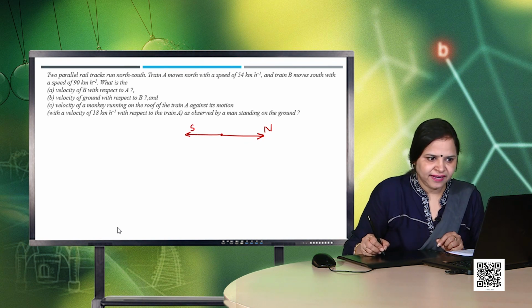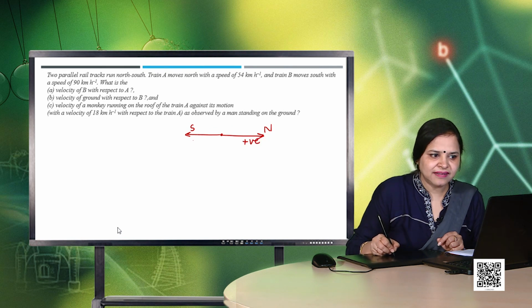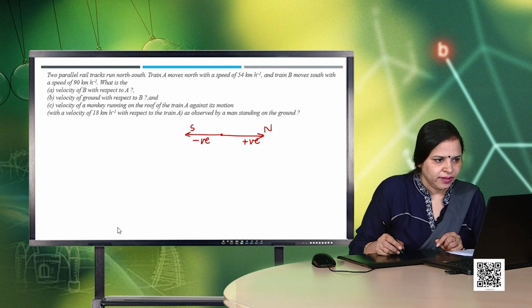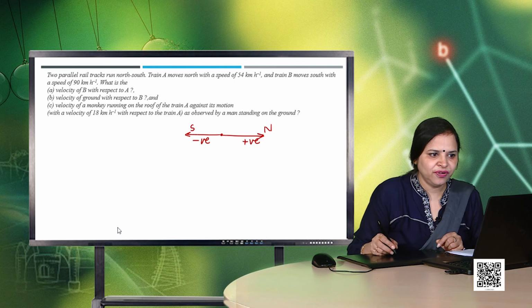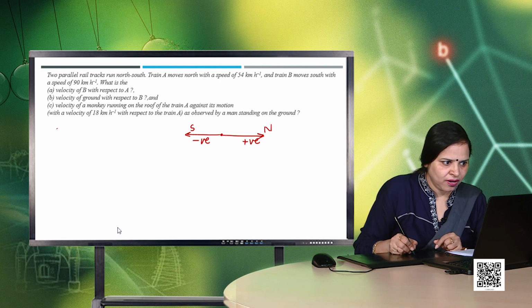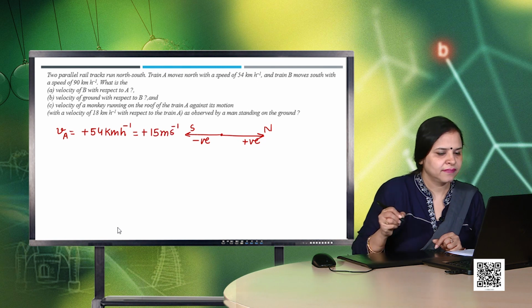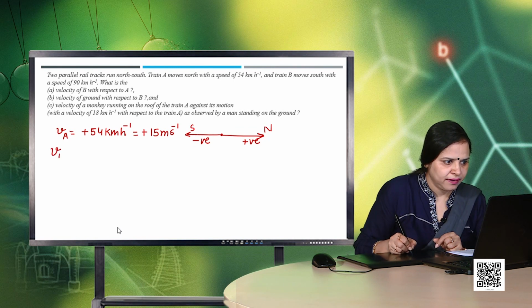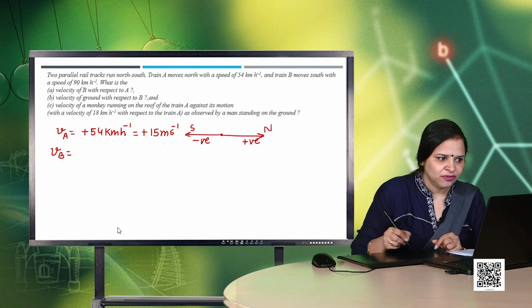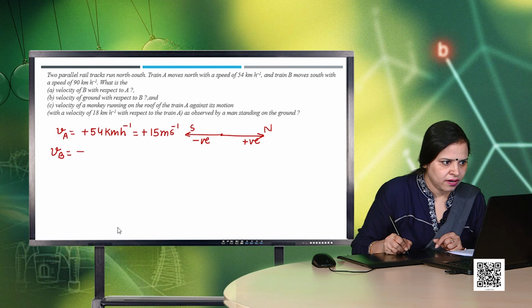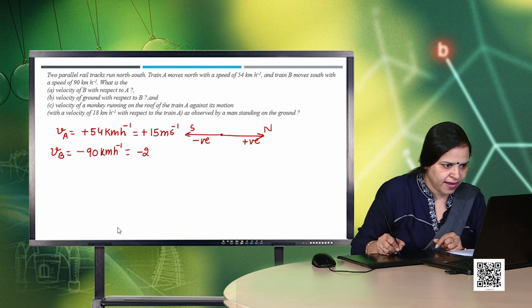So, we consider the north direction to be positive, then obviously the south direction will be considered negative. Now, here train A moves north with a speed of 54 km per hour. So, the velocity of train A is equal to plus 54 kilometers per hour, and if we convert it into meters per second, it comes to be plus 15 meters per second. Similarly, the velocity of train B, since it is moving towards south, will be taken with a negative sign, minus 90 kilometers per hour, which is equal to minus 25 meters per second.